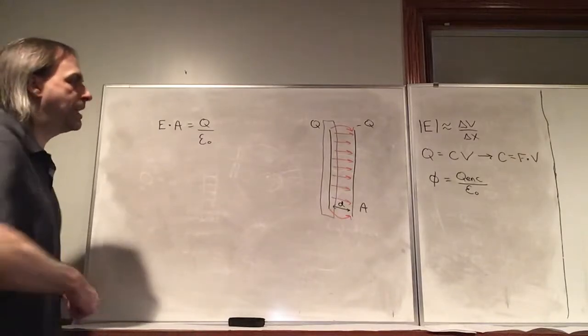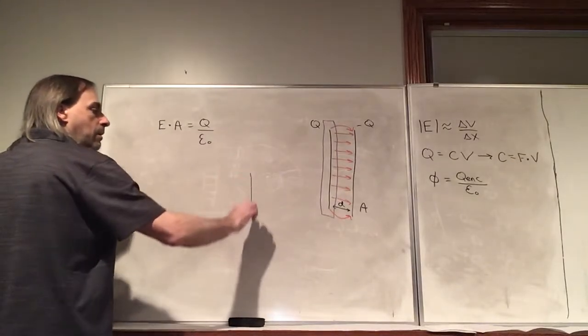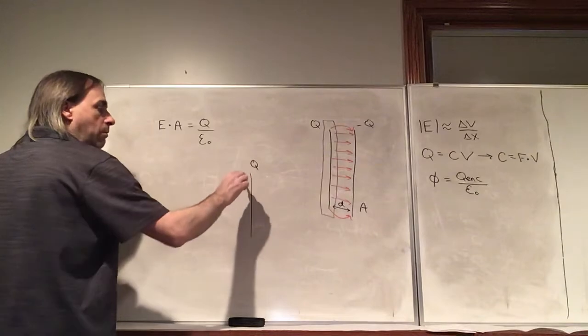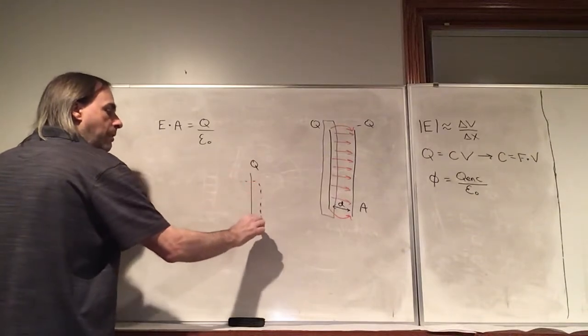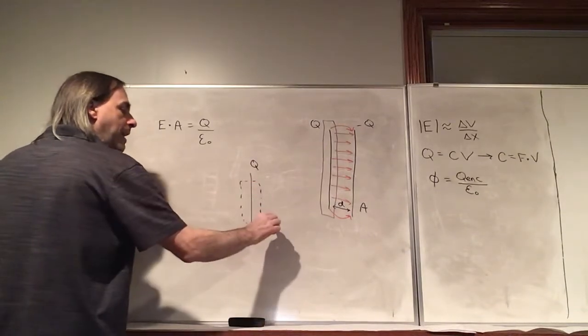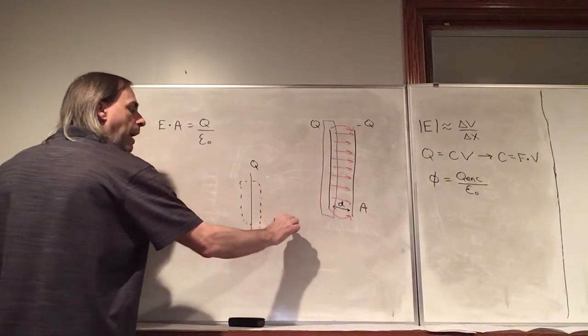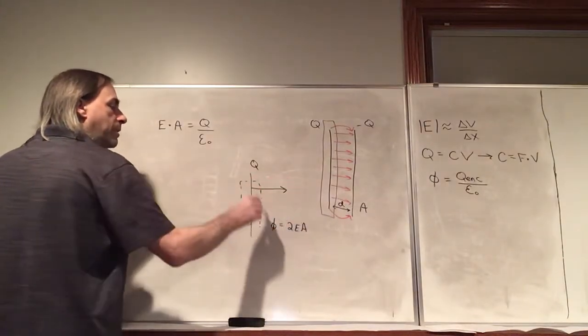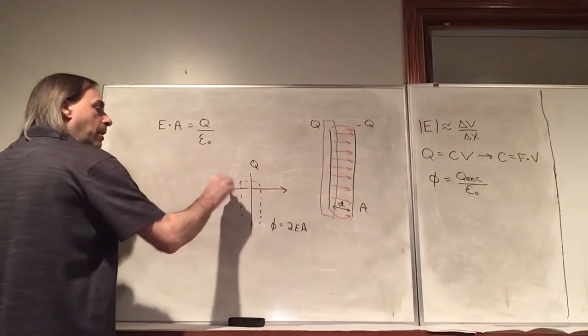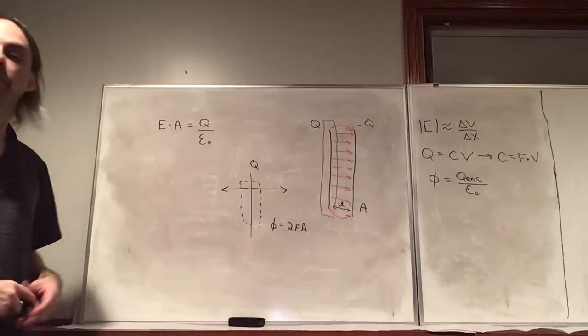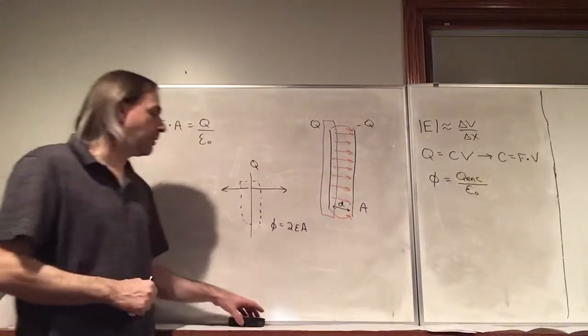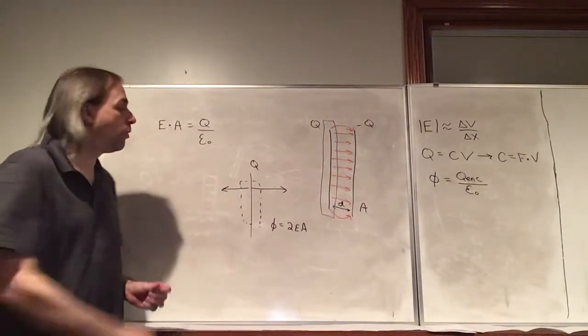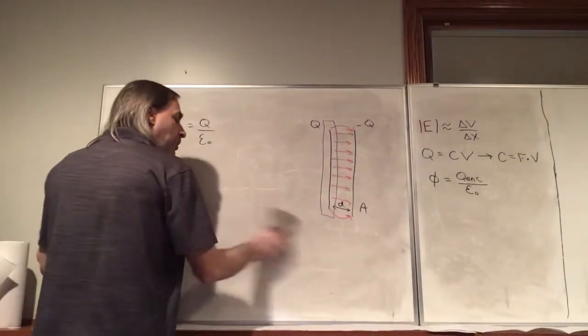But I will point out, say we only had one plate. Say we just had Q, and we drew a Gaussian surface around it. In this case, the flux would be 2EA, because we'd have an electric field crossing through this surface, and an electric field crossing through that surface. So you do have to be very careful, in general, using Gauss's law.